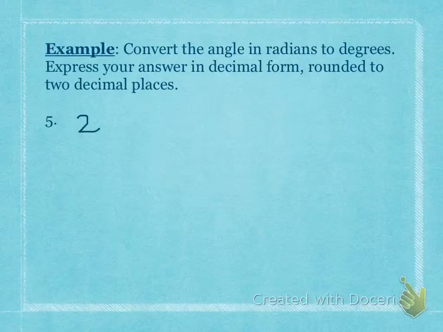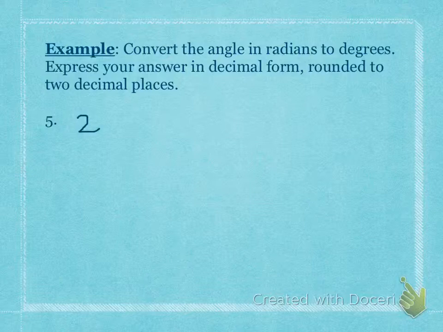What is different about number 5 than was number 4? There's no pi. And that's actually the reason that the directions look somewhat different as well. The directions say express your answer in decimal form rounded to 2 decimal places. You're going to get a decimal on this one. So we're going to end up with decimal points worth of a degree. But the directions don't change the process.